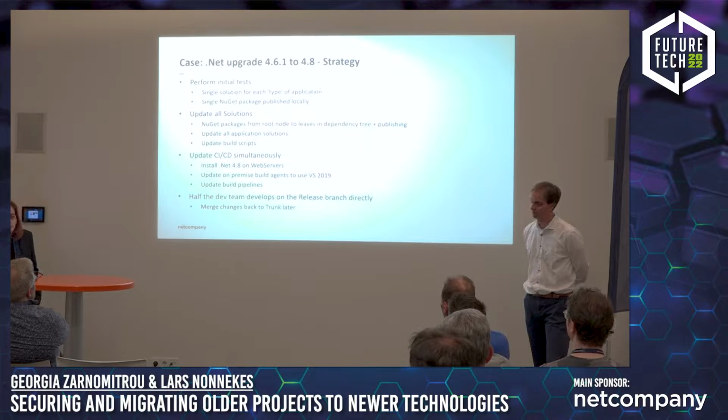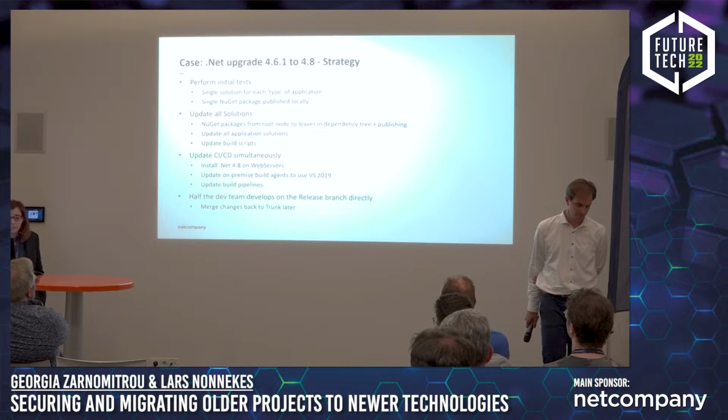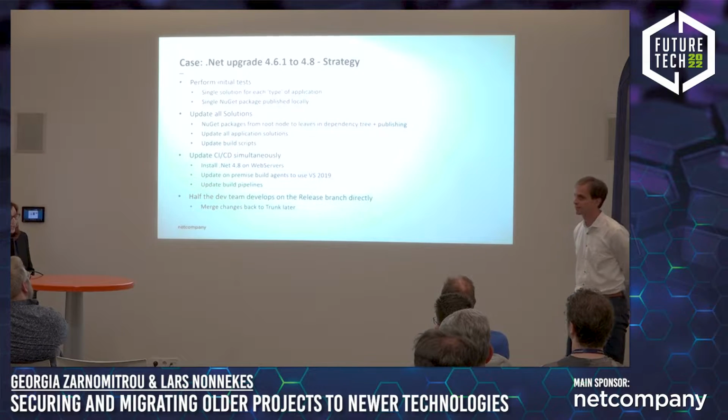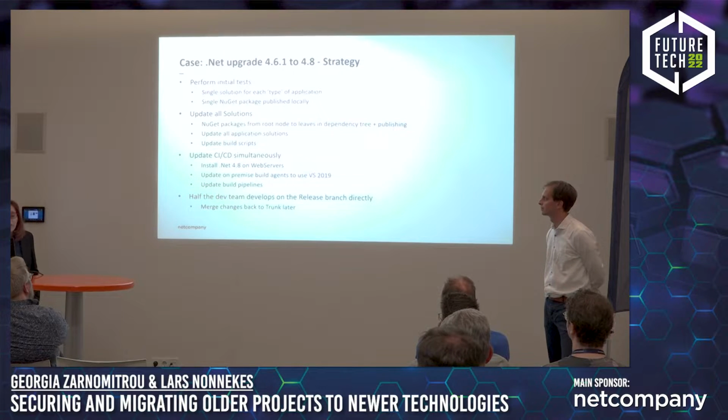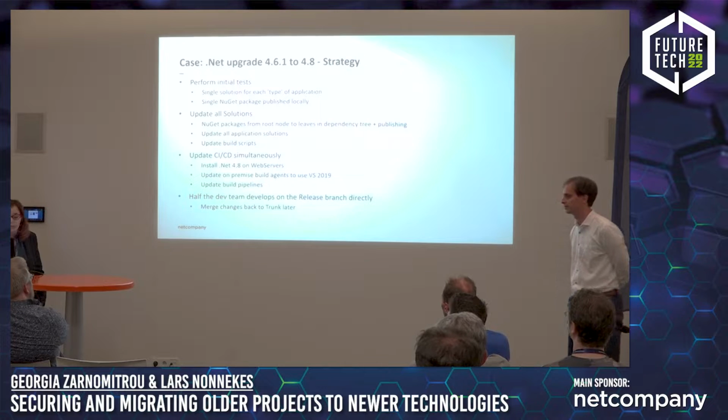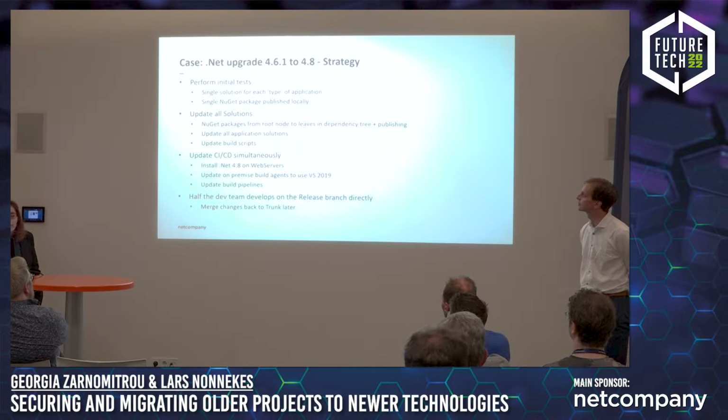Our strategy was to perform some initial trial runs. So for each type of application that we had, or every type of functionality that we offer, we tested this upgrade, and we also did that for one single NuGet package solution locally. Then we wanted to update all of our solutions. So we had to go from the root of the previously shown diagram to the nodes, to the child nodes, slowly upgrading our NuGet packages and the version of .NET Framework that we were using.